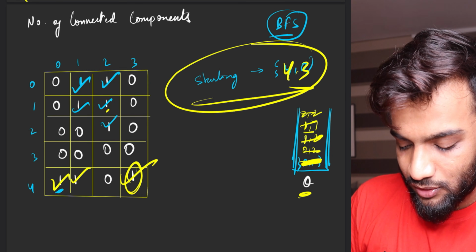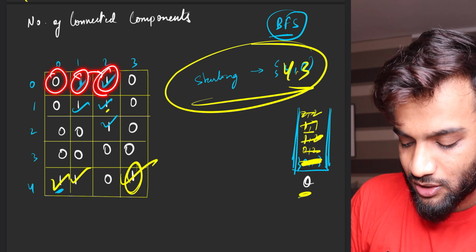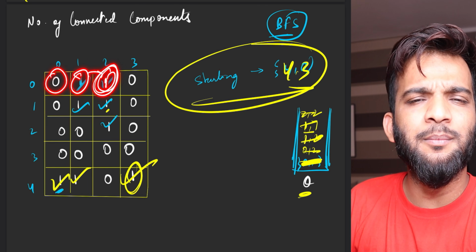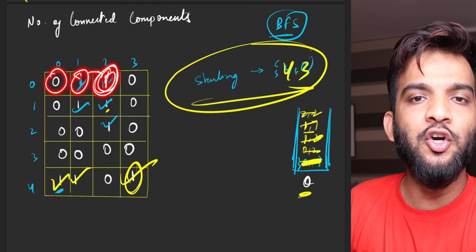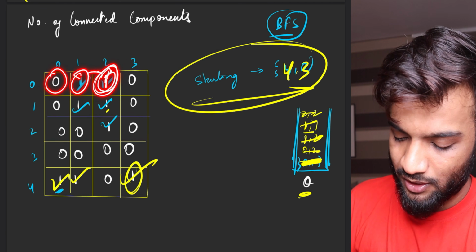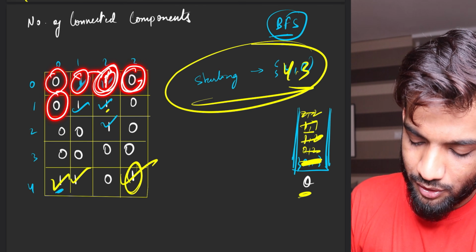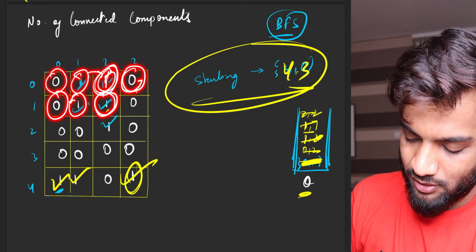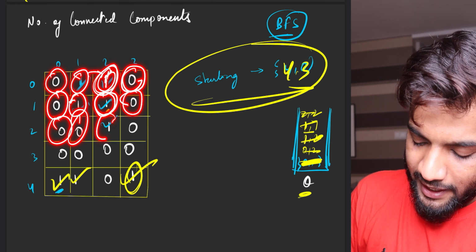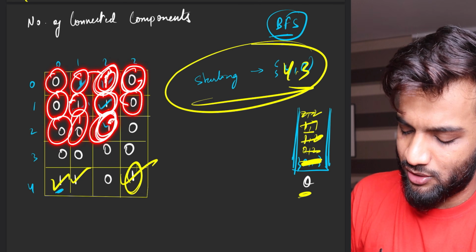Next, this is done. Next, we go to this one, and it says, I'm already visited. Someone visited me, so no need to do a BFS. I cannot be a starting point because I was already visited. Next, we go here, water. He says, hey, I'm already visited. Next, we go here, already visited. Water. Again, this guy says, I've already been touched. Water.